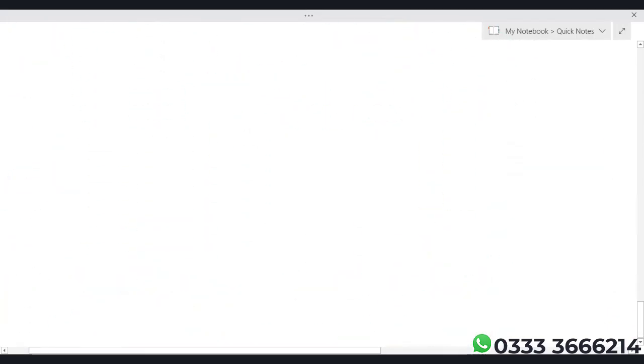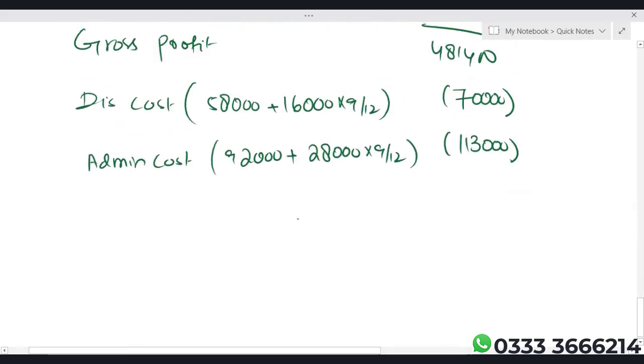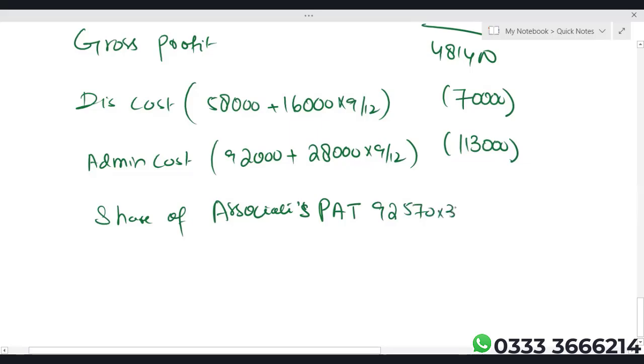92,570. Simply share of associate's profit after tax. So 92,570 at 35%, I'm getting 32,400. So share of associate PAT is 32,400.